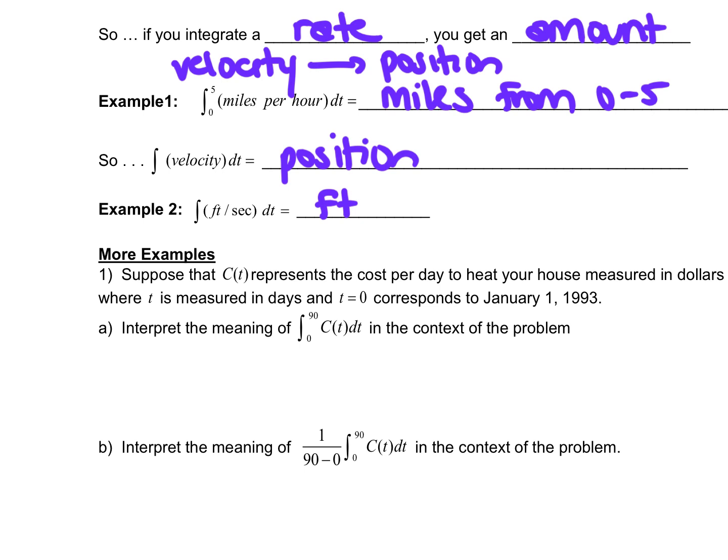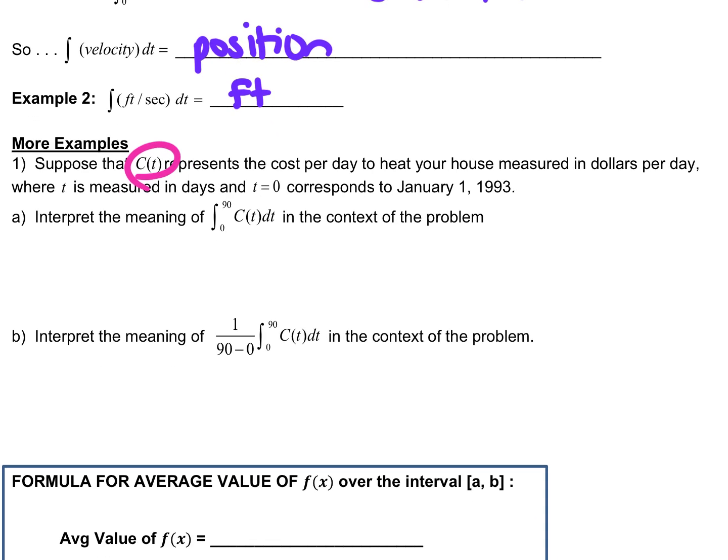Continuing to think about this, if I'm given a rate, I can integrate that to get an amount. That is going to help you with a lot of word problems, which is where you're going to see this come in: rate in, rate out, all that good stuff. It tells me here, C of t represents the cost per day. How do I know that that's a rate? Per. Okay, this is my rate, to heat your house, measured in dollars per day. Knowing those pieces of information is going to help you know what you're integrating to get at the end, where t is measured in days and t equals 0 corresponds to January 1st, 1993.